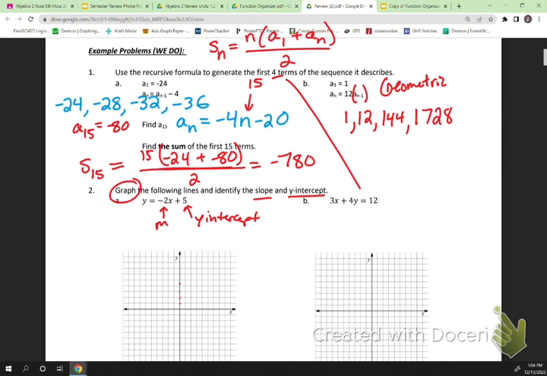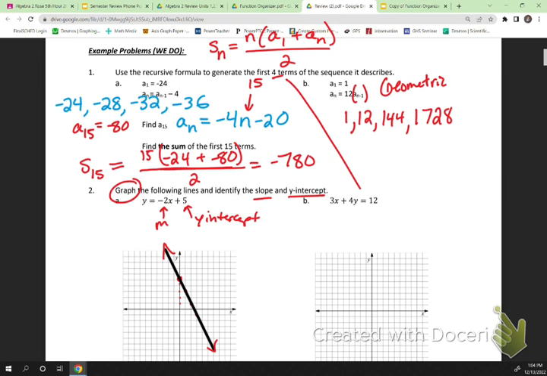1, 2, 3, 4, 5. How do I move with my slope? Down 2, right 1. And when I have enough points, I'm going to connect it. Arrows at the end because it goes on forever. Not so bad. It's in slope-intercept form. We're good.